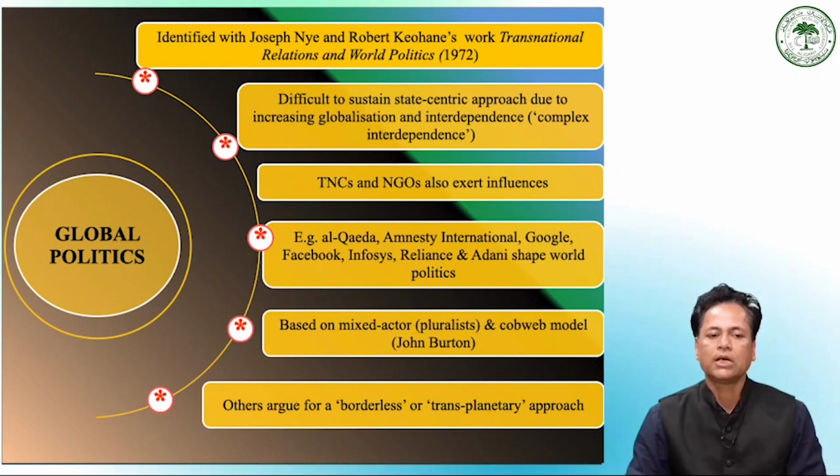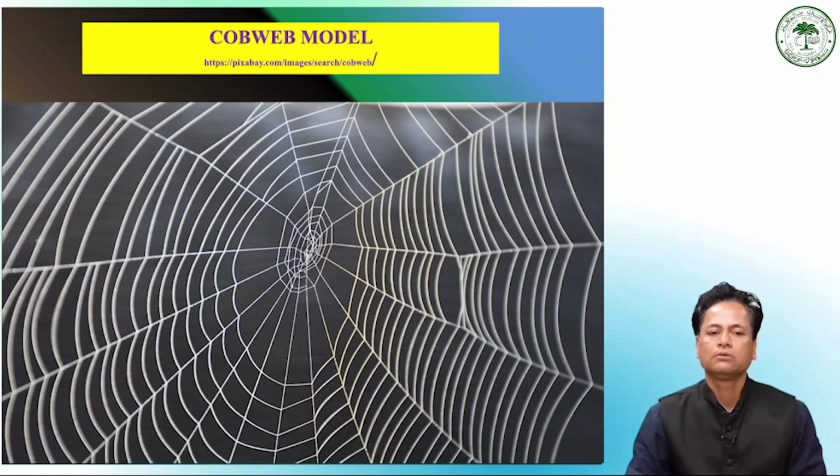They are also of the view that the transnational corporations and non-governmental organizations exert influence on the working of international politics, although in a different way and through different approaches. You can cite the example of Al-Qaeda, Amnesty International, Google, Facebook, Infosys, Reliance and Adani, how they shape world politics and in what way they are playing an important role in world politics. The concept of global politics is also based on the mixed actor model and the cobweb model of complex interdependence given by Joseph Nye and Robert Keohane. As you can see in the next slide, this is how we can understand the cobweb model. Here there are so many lines, but they are not clear-cut lines, and each line is connected with the other in a very complicated way, in a very different way.